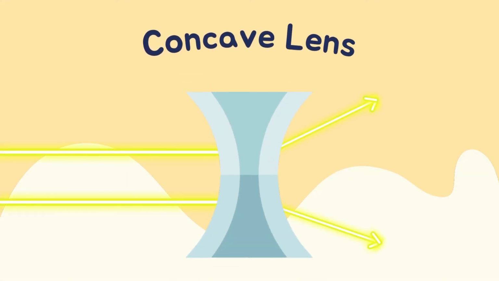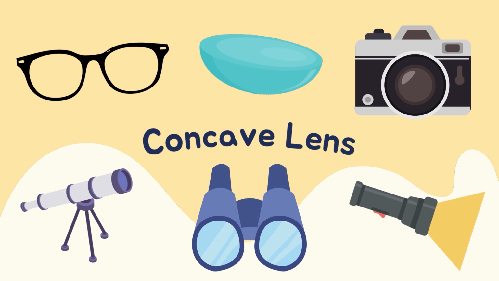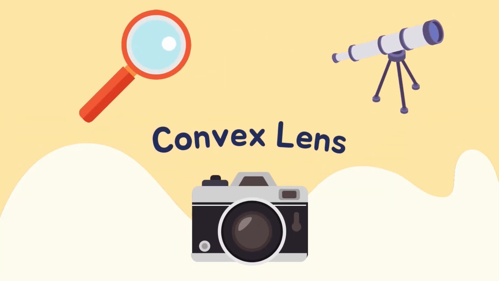Concave lenses make the light spread out. Objects that use concave lenses are eyeglasses, contacts, cameras, telescopes, binoculars, and flashlights. Convex lenses bend the light and make them meet at a certain point. Objects that use convex lenses are magnifying glasses, telescopes, and cameras.